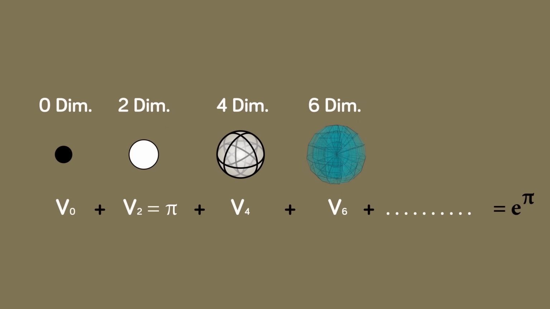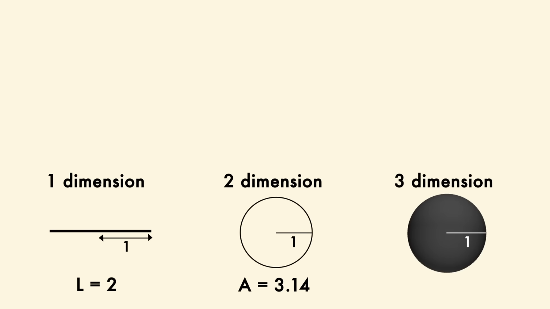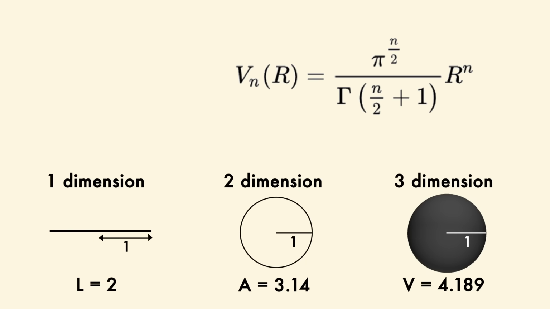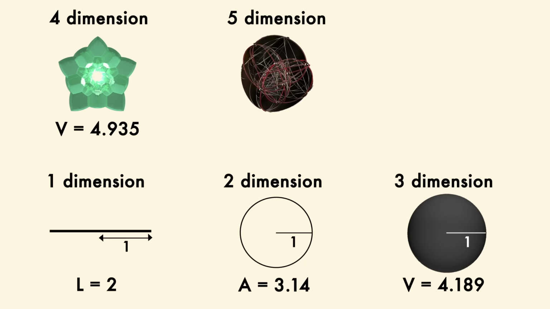For a 1-dimensional, quote, sphere, or really just a line segment with radius 1, the length is of course 2. A 2-dimensional sphere, or circle with a radius 1, has an area of pi, or 3.14. A 3-dimensional sphere with radius 1 has a volume of 4/3 pi, or 4.189. Then from the equation for the volume of an n-dimensional sphere, we can calculate that a 4-dimensional sphere of radius 1 has a volume of about 4.935, and a 5-dimensional unit sphere has a volume of 5.264.